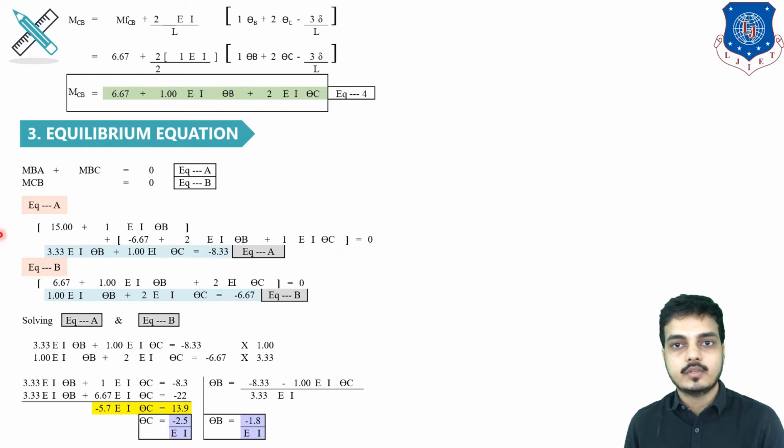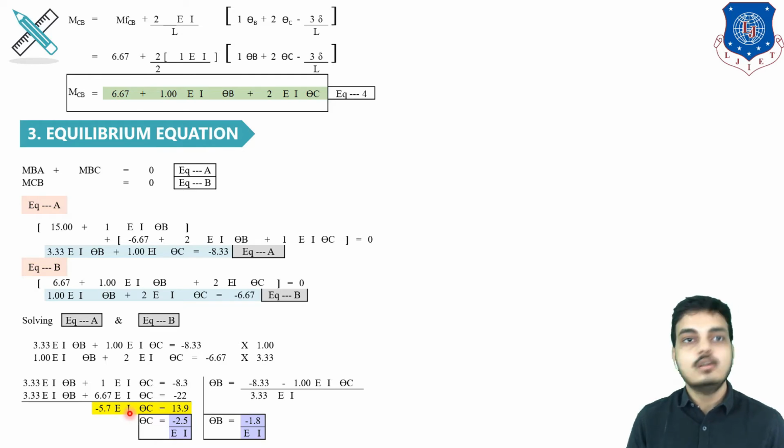I placed the equation over here, and by solving it we'll get equation A. For MCB, equation B is only a single equation, so keep it in the format of theta B below theta B, theta C below theta C, and the constant on the opposite side of the equals sign. By simplifying equations A and B, we will get our theta C and theta B values.